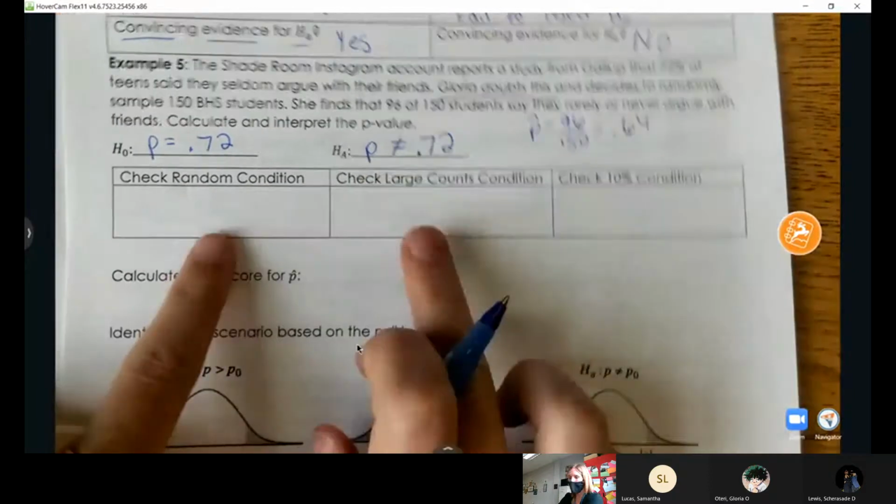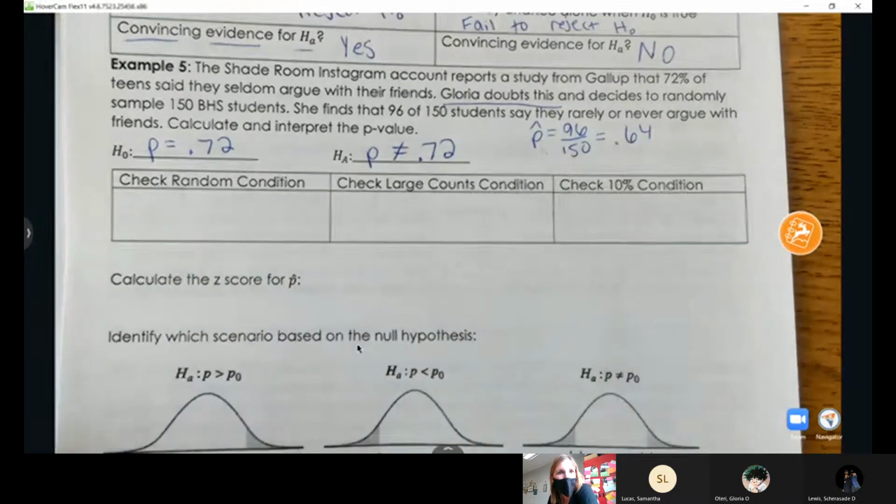All right, we'll quickly check the conditions because we've had a ton of practice with this. So do we have a random sample?